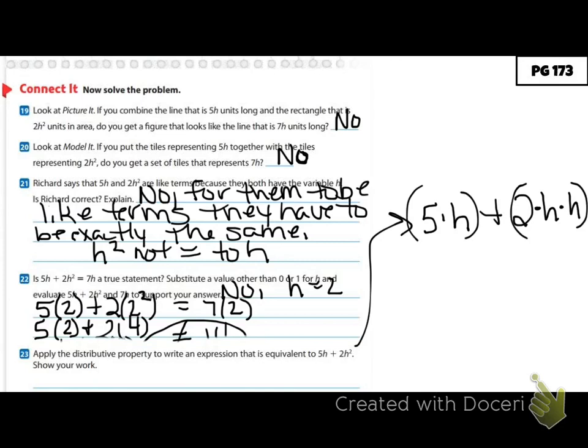So now I have to look, what is the common factor that I have? Well, I have an h here and I have an h here. If I take and pull those out, it leaves me with 5 here plus 2h here. So equivalent would be h times 5 plus 2h.